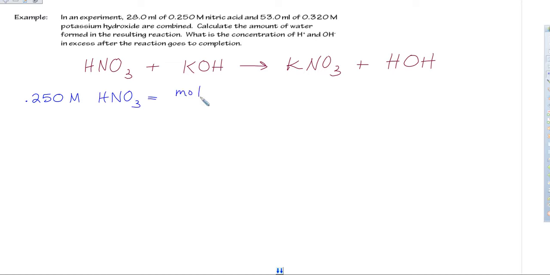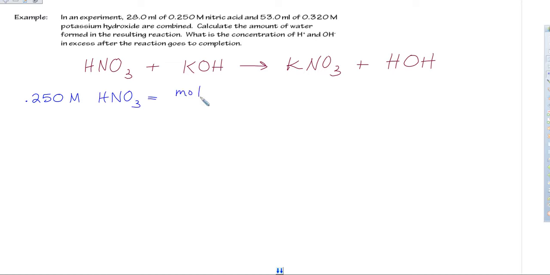0.00700. That's nitric, HNO3. Now we'll do the other one. We've got 0.320 molar potassium hydroxide. Molarity equals moles per liter. What do I got? 53 milliliters, 0.0530 liters. Cross multiply and I have 0.0170 moles of potassium hydroxide.